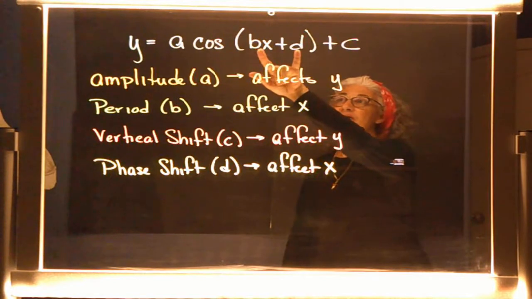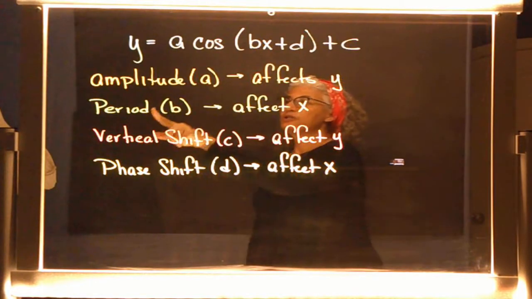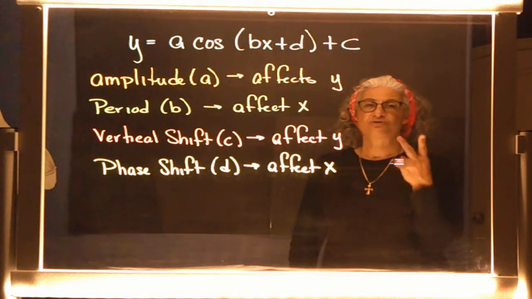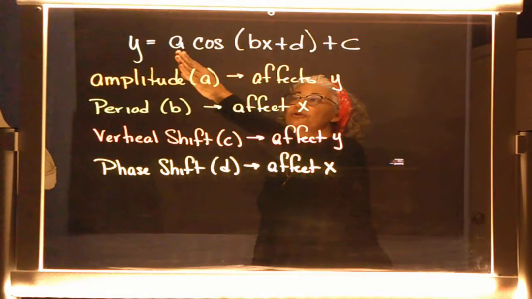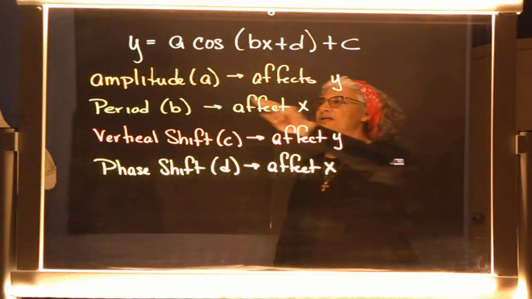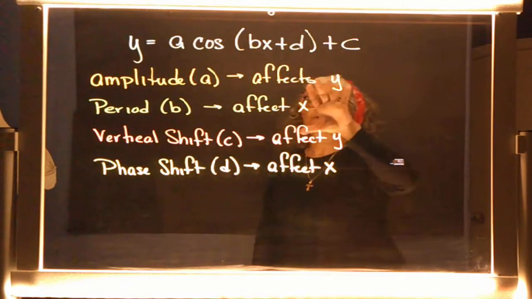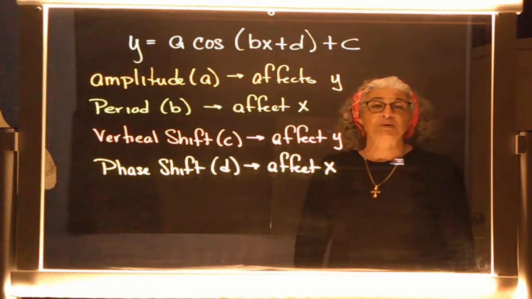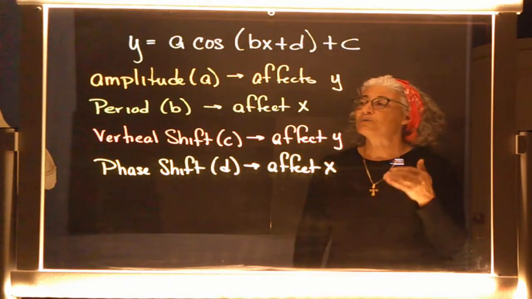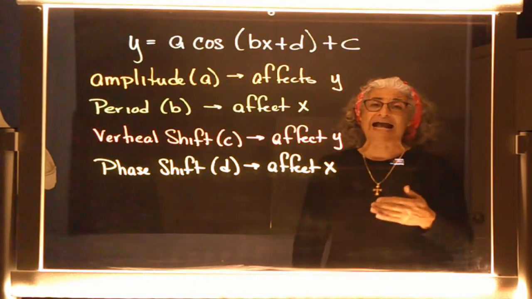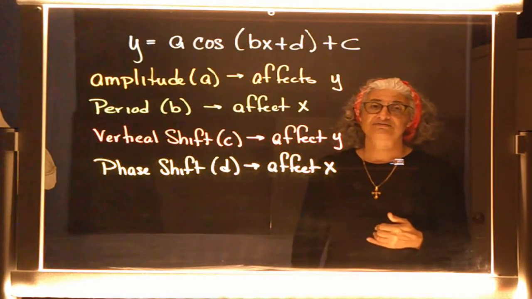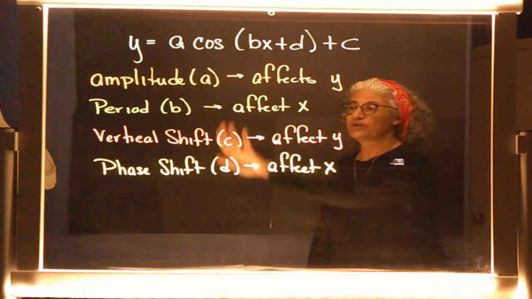Inside the parentheses, those numbers, which is your period and your phase shift, those affect your x's. Two numbers: one is the coefficient of the trig function, one is completely outside the trig function. That's amplitude and vertical shift. Those affect your y's. So remember that. That's going to be key for you, especially when we get to a section where you're going to have to work backwards and actually find the trig function. And what's going to help you is knowing this stuff.